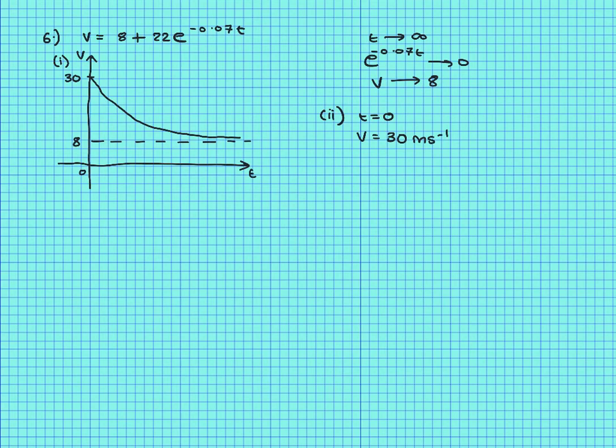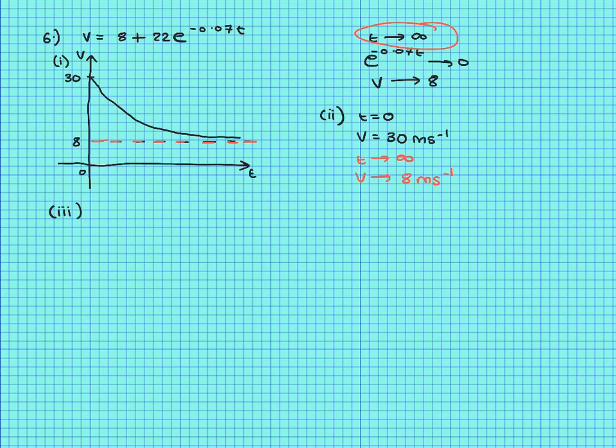So find the final speed that she would attain if she jumped from a very great height. Well, you can see that is this asymptotic value over here. The graph is approaching this as t approaches infinity. So as time increases, the velocity approaches a value of 8 meters per second. The idea being that if she jumped from a very great height, there would be sufficient time for her to reach this speed.